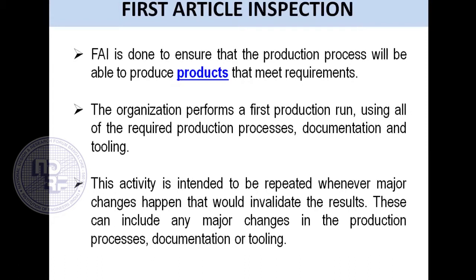So basically, in the first article inspection, the first production run is done using all the required production process, documentation, and tooling. And whenever there is any change in one of these processes, documentation, or tooling, then this process gets repeated, so that the entire process is done again, to ensure that because of the changes in the process, documentation, or tooling, there has been no change in the quality of the final product.